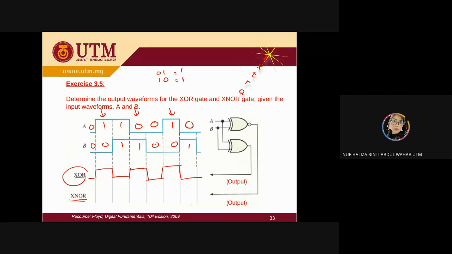Of course, my XNOR will be toggled. So here will be 0, 0, 0, and then this 1, 1, 1, 1. So this is the output for my XOR and my XNOR. This part is also different, so you can see.